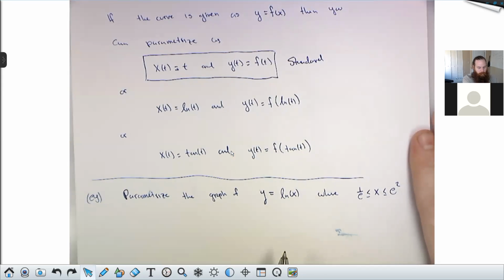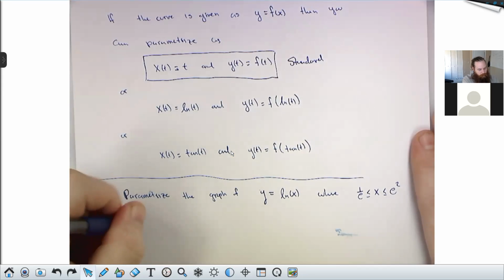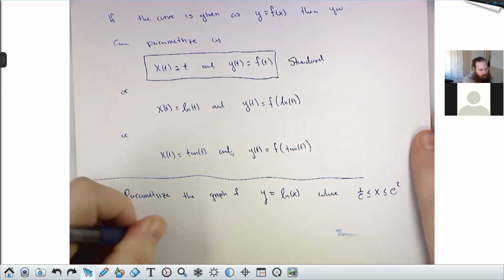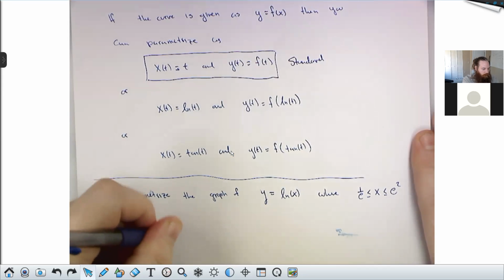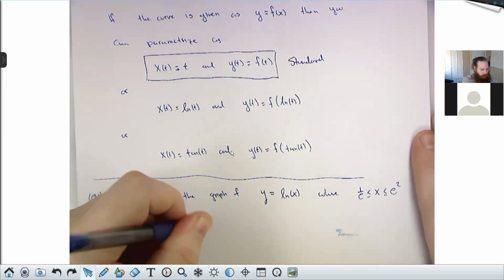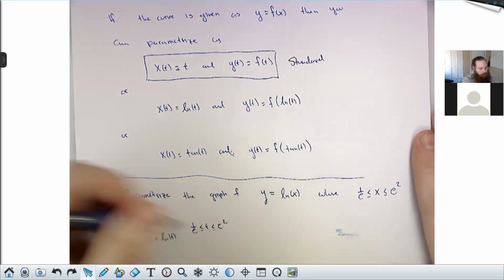The simplest set of parametric curves that will do this is x of t equals t, and y of t is the natural log of t, where 1 over e is less than or equal to t is less than or equal to e squared.